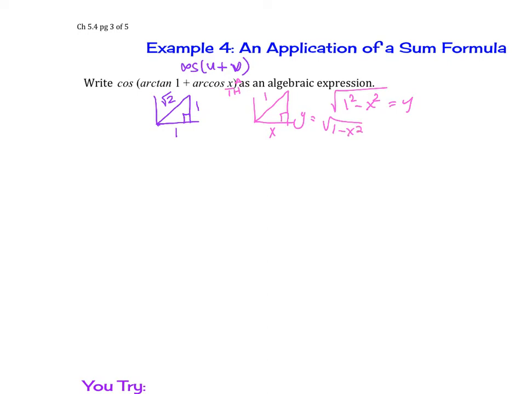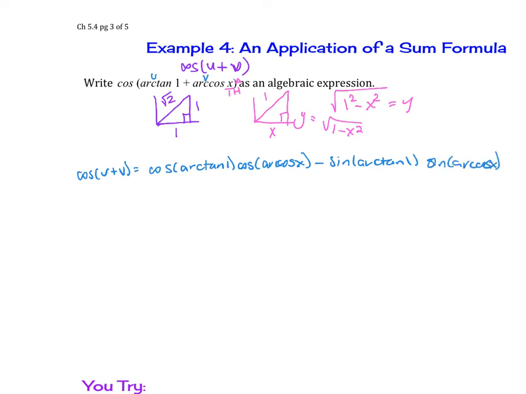So now we have this information. Now we can do this cosine of arctangent of 1 plus arccosine of x. So we remember that the cosine of u plus v is, so this is our u and this is our v. So this is going to be cosine of arctangent of 1 times cosine of arccosine of x, and then minus sine of arctangent of 1 times sine of arccosine of x.